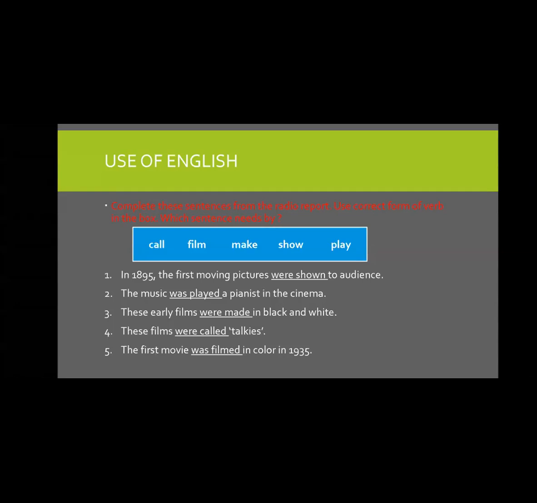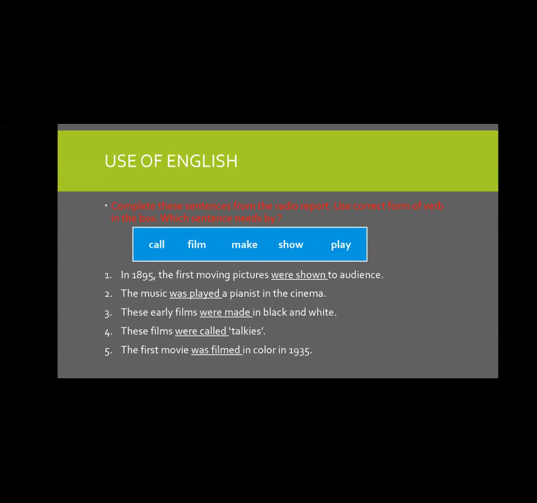In 1895, the first moving picture dash to an audience. So in the dash what will come? Was shown. The music dash a pianist in the cinema. So what comes in the dash? Was played. These early films dash in black and white. So what comes in the dash? Were made.